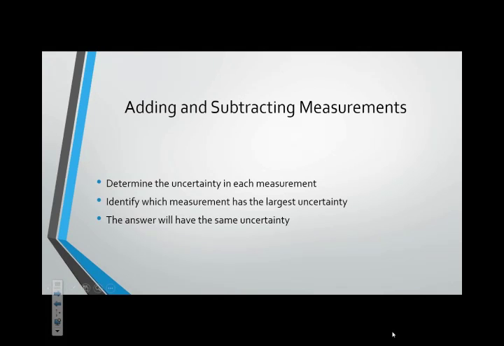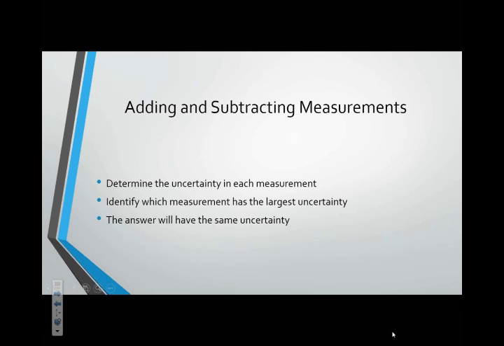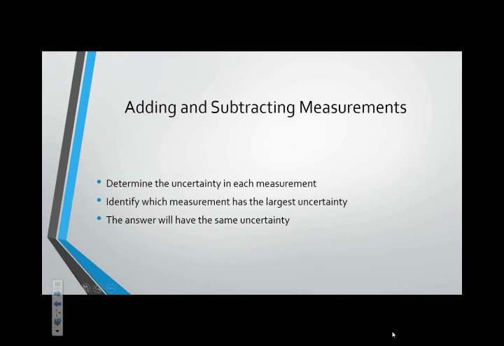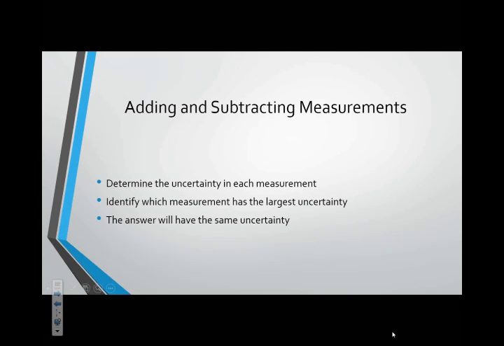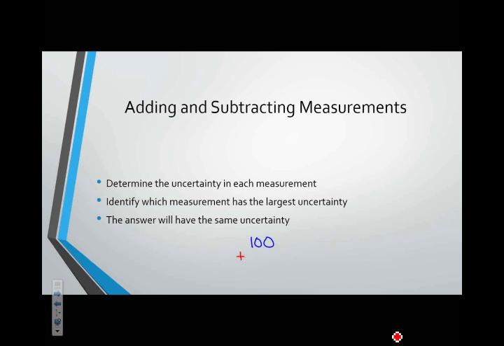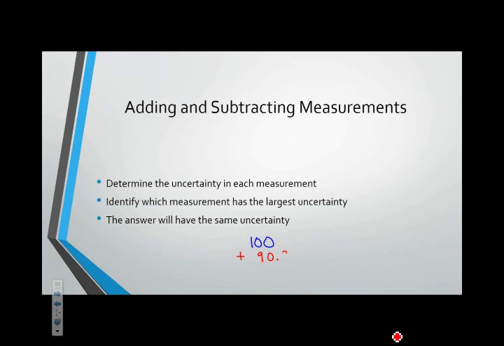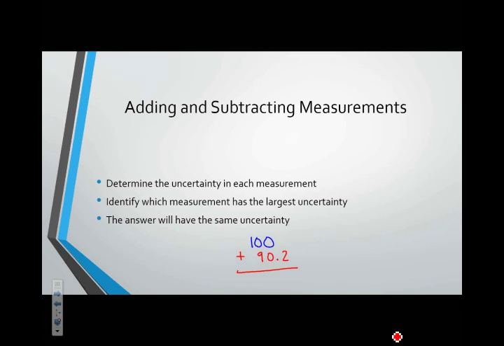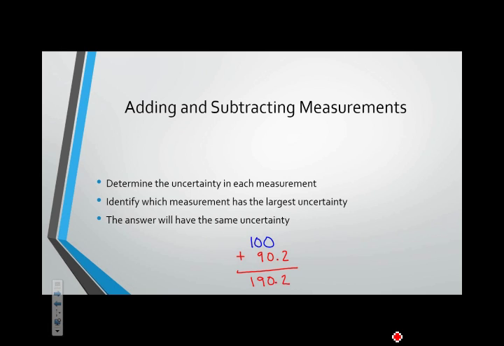So, when you're adding and subtracting measurements, we determine the uncertainty in each measurement, and then we identify which measurement has the largest uncertainty, and then the answer of that calculation has to have the same uncertainty. So let's walk through one of these together. Let's say I had 100, and I wanted to add 90.2 to it. Now, if I was in a math class, then we would know that the answer was 190.2.